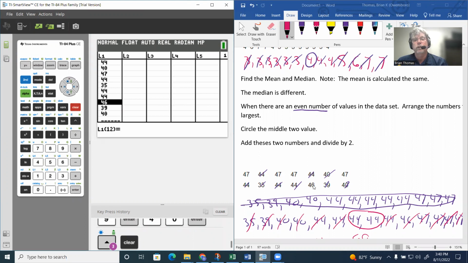Looked like I said 46. So I may have deleted the 44. No, there's 2 44s. There's a 46, a 39, and a 40. I don't know if I deleted anything yet. So I still got 14 pieces of data. So clear doesn't actually clear anything.